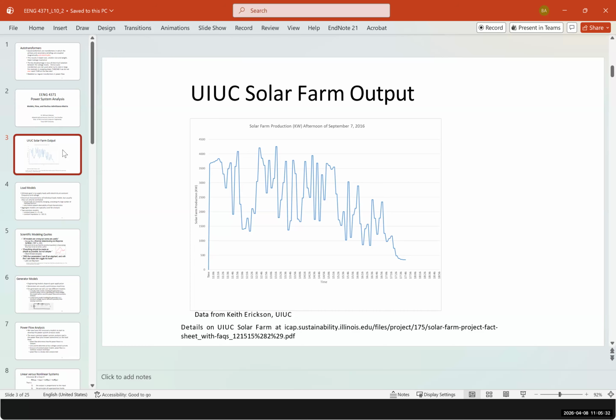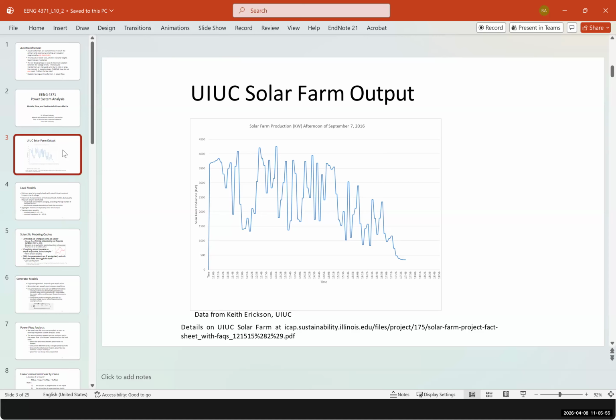This is an example of a solar farm output. And as you know, in a solar farm, during the night, you obviously don't produce anything, but even during the day, you have clouds coming in and out, you have rainy days, and you have fluctuation in power production. And you have to take that into account.